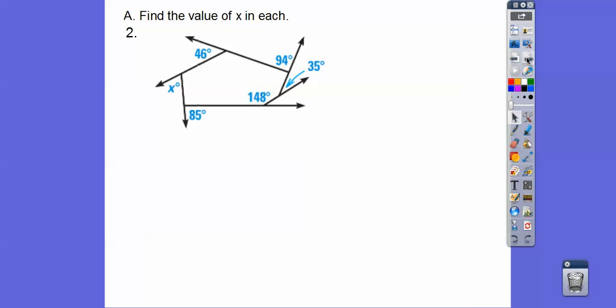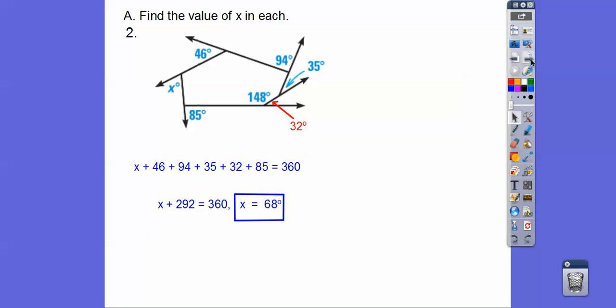Okay, outside angles, these add up to 360 no matter what. So I don't care how many angles there are or how many sides there are, they're always 360 since they're exterior. But we need that one right there, okay? So it forms a straight line with this one right here. So what's that, 32? So 180 minus 148 is 32. Then add them up, okay? And then as long as I'm doing my arithmetic right, I get 68.